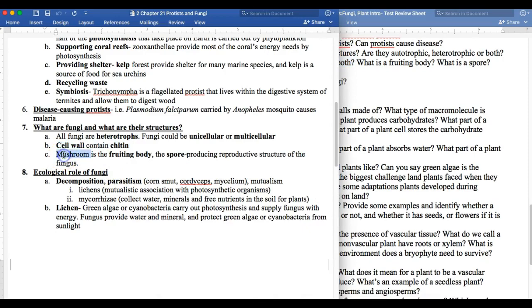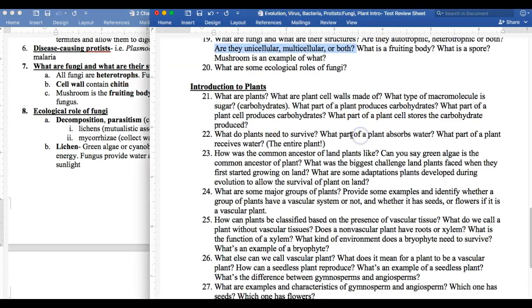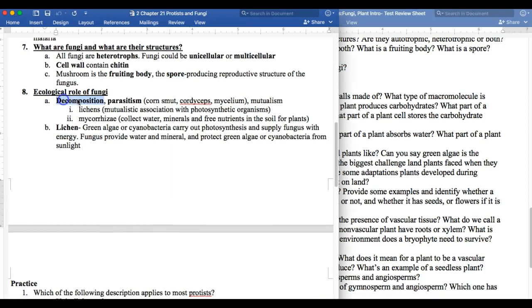A mushroom is a typical example of a fruiting body. A fruiting body is the reproductive organ of fungi, and it can produce spores. Spores are the reproductive cells. People produce gametes as our reproductive cells, and mushrooms, or fruiting bodies of fungi, produce spores. So make sure you know that. The last one is what are some ecological roles of fungi? Decomposition, parasitism, and they can be a part of lichen as well. That's mutualism right here.